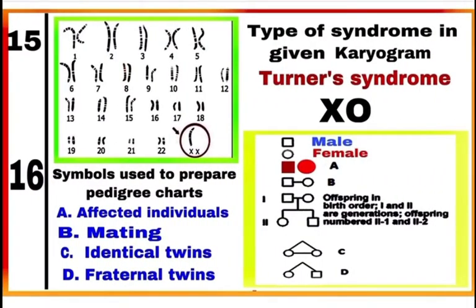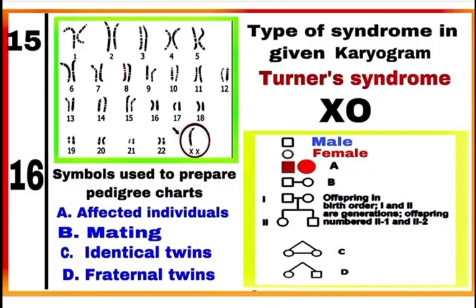15th picture. Here also check the karyogram. This person is suffering from Turner syndrome with condition XO. Instead of 46 chromosomes, 45 chromosomes are present in this person. Note, there is only one X chromosome instead of 2.